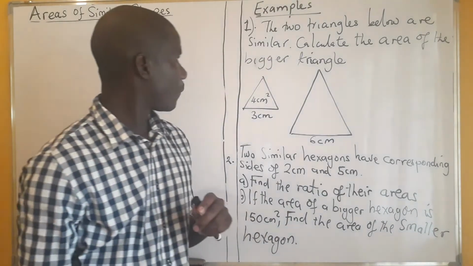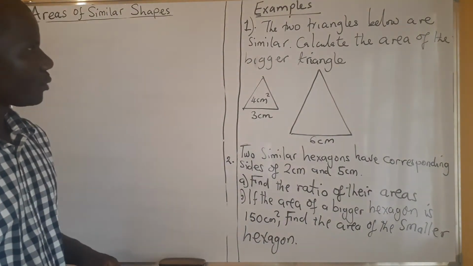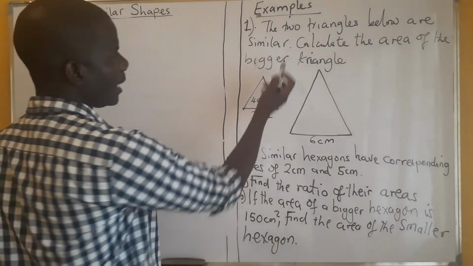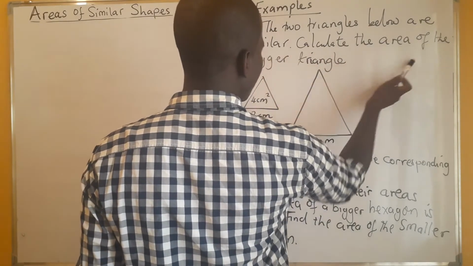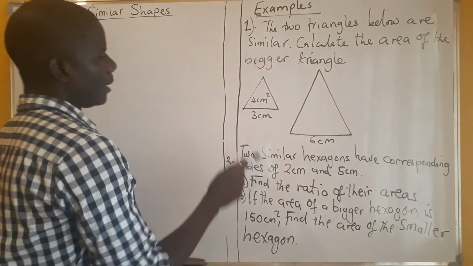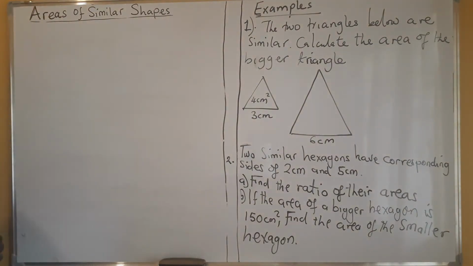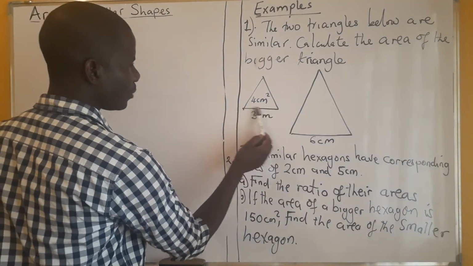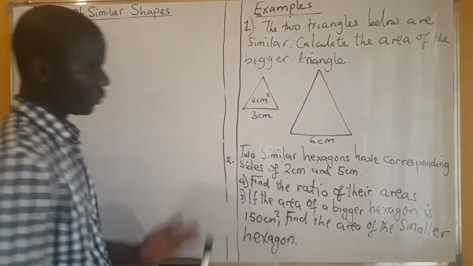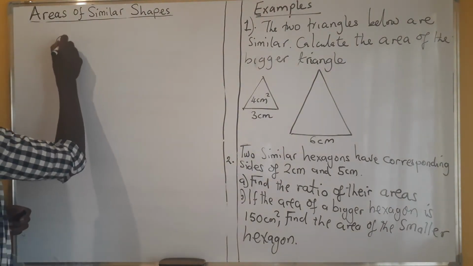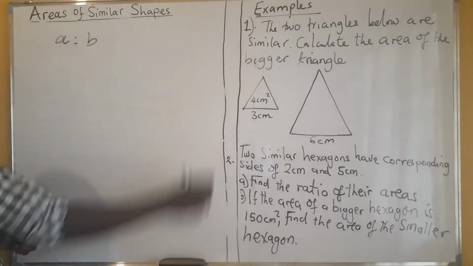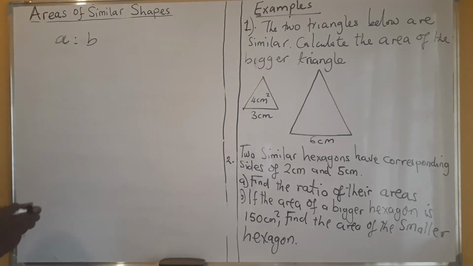We have got 2 examples. The first one: the 2 triangles below are similar. Calculate the area of the bigger triangle. Here, we are given the corresponding sides, this one and this one. These are the ratios that we are talking about, the ratios A and B. It is these ones that are given here.